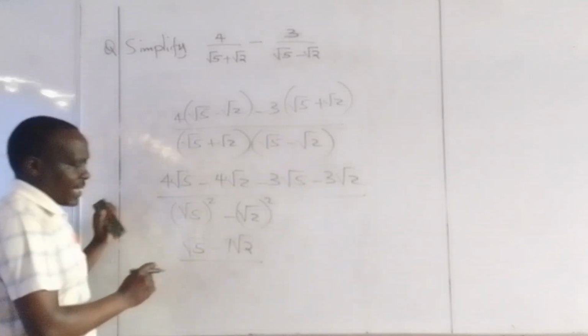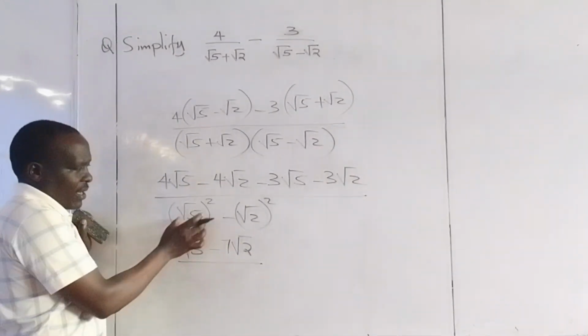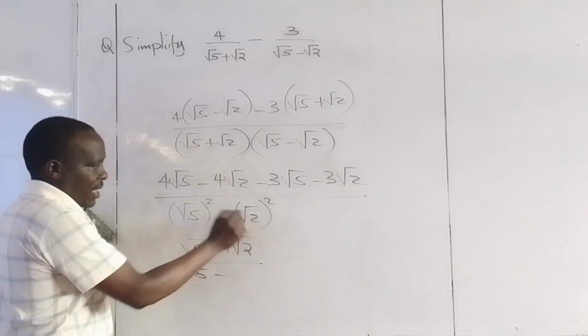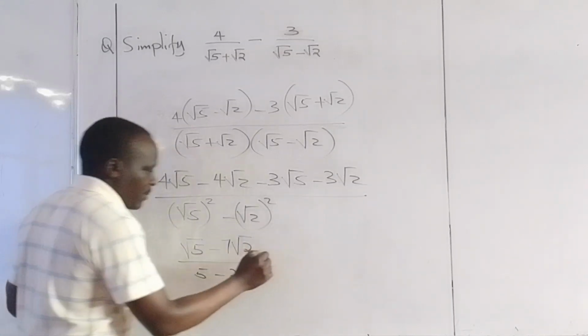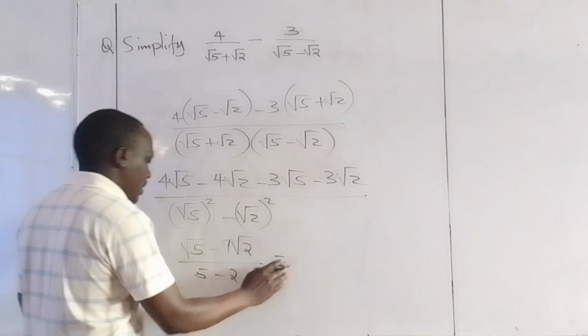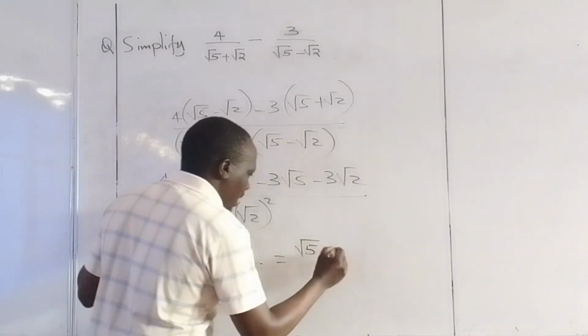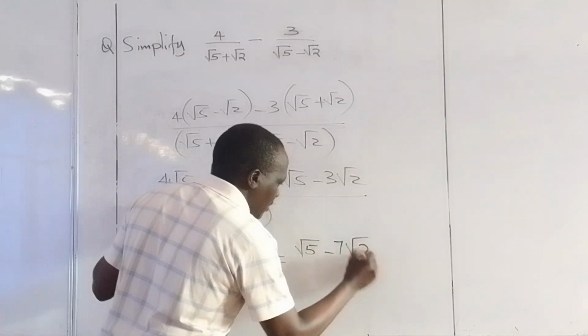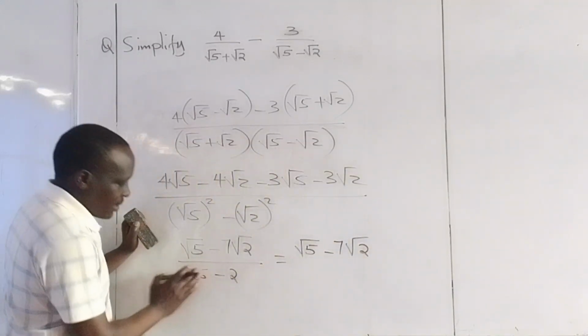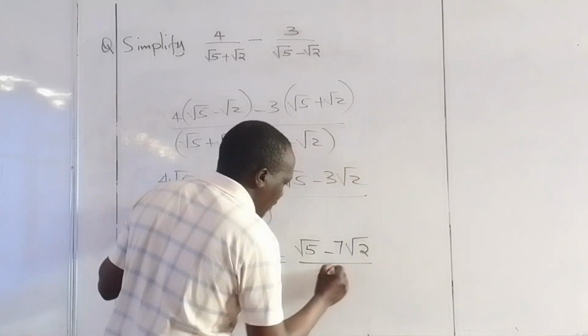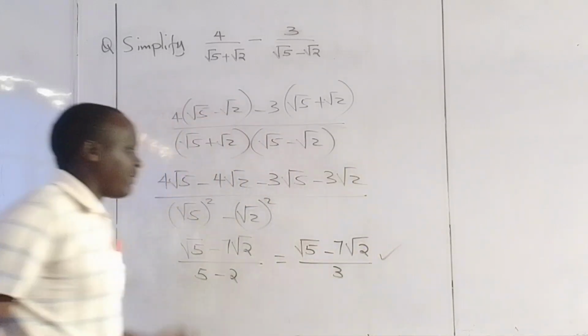And for the denominator, what we have here, surd 5 squared is 5. And the other one, surd 2 squared, is 2. So finally, the simplified expression will be surd 5 minus 7 surd 2, over 5 minus 2. 5 minus 2 is 3. So this is the simplified expression.